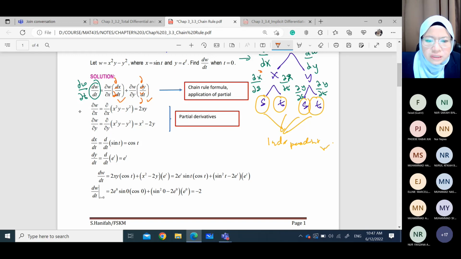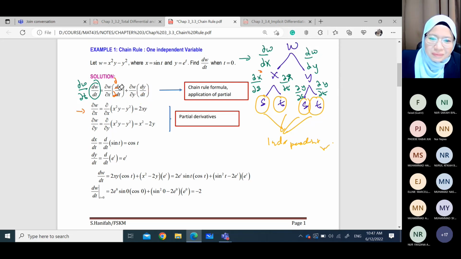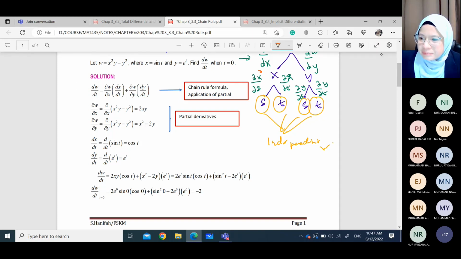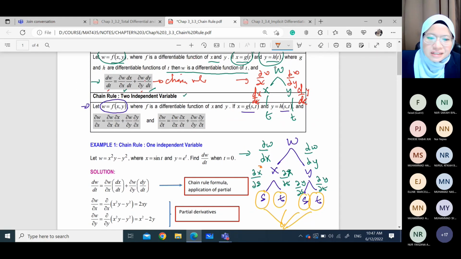Okay, so now we differentiate with respect to X on W. Oh, sorry. I was too eager and made a mistake. This one is example 1. I actually wanted to explain this one.